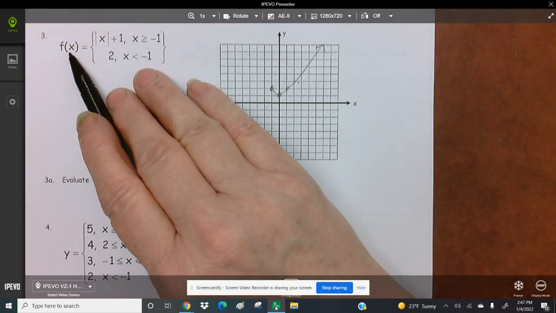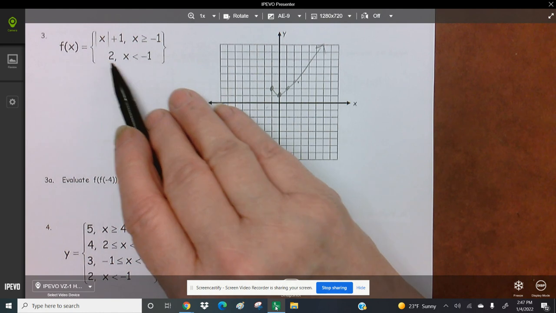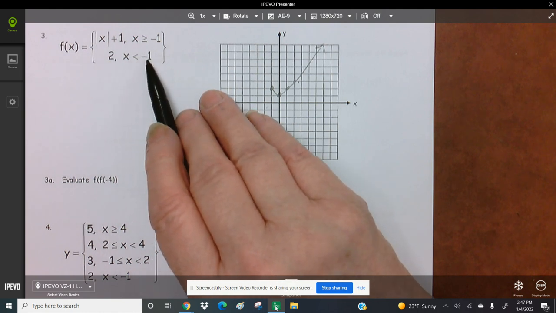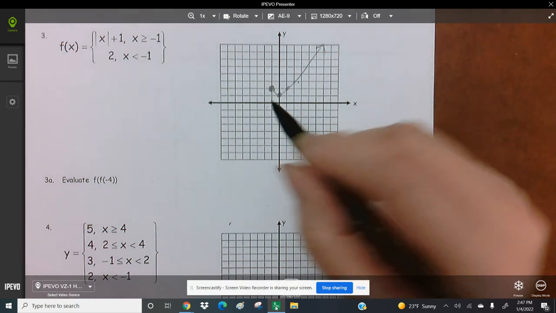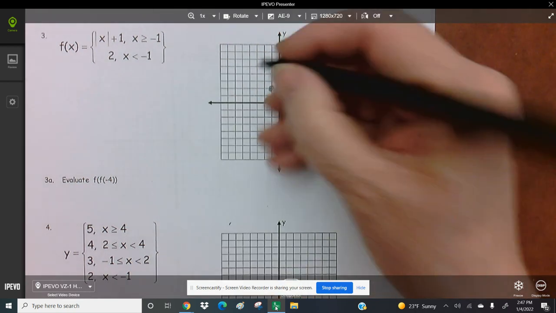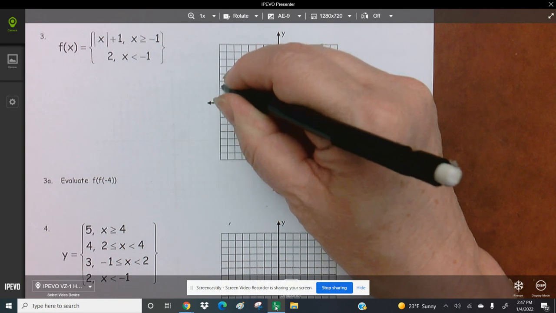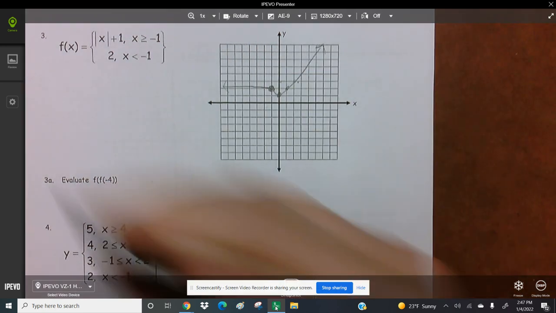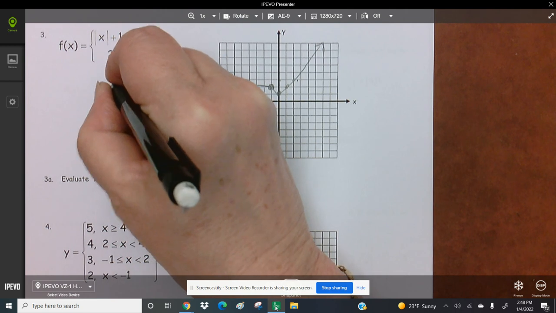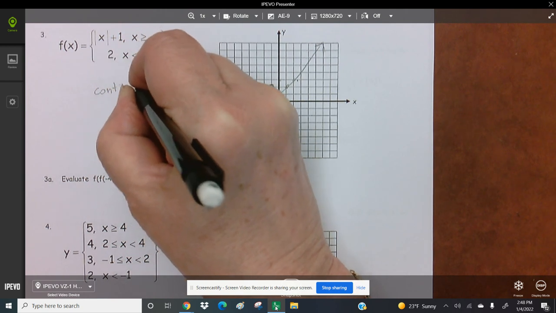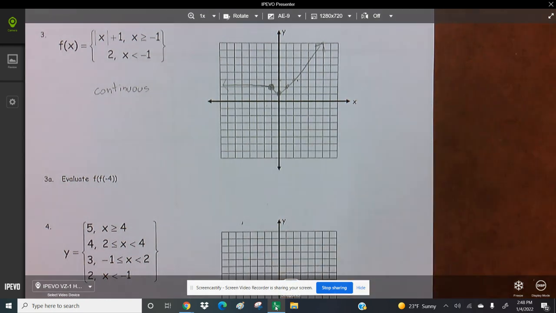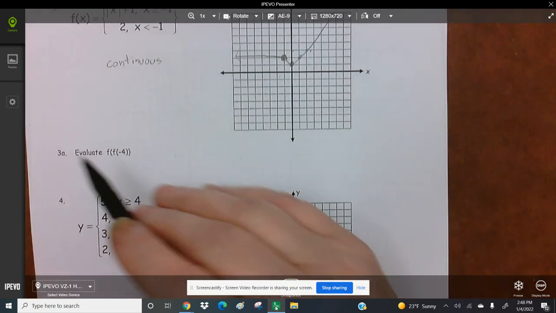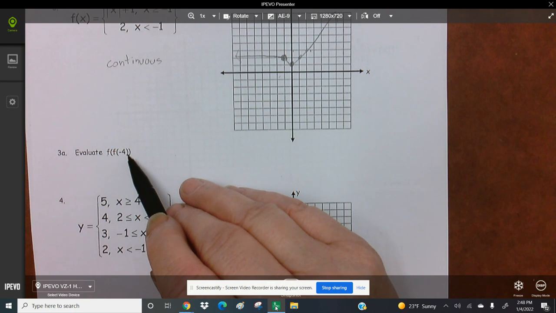Now my second graph is f of x is 2, or y equals 2, but it's only valid when x is less than -1. So I would have an open circle, which doesn't really matter because it's already colored in from my first function, and I'm going to be going in this direction. So now this is going to be a continuous function because all my x values here are colored in. I have no holes. And then it said, let's find f of -4.